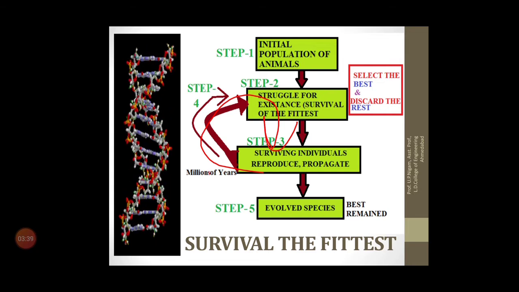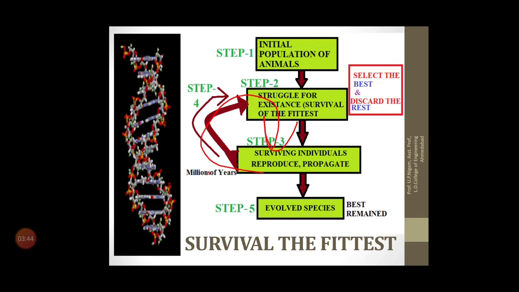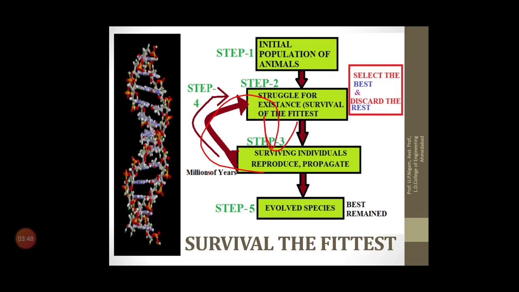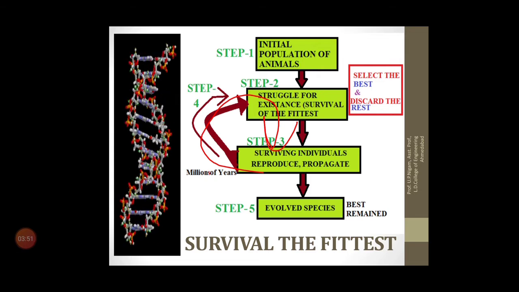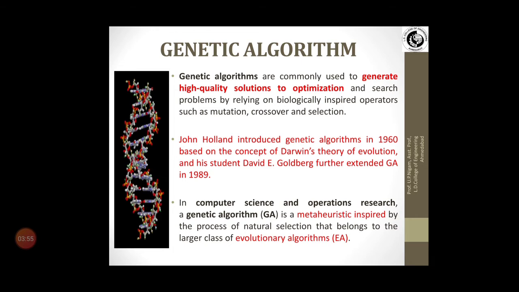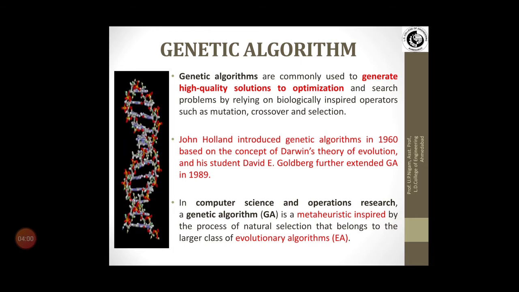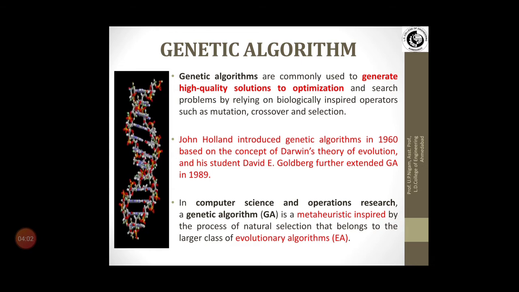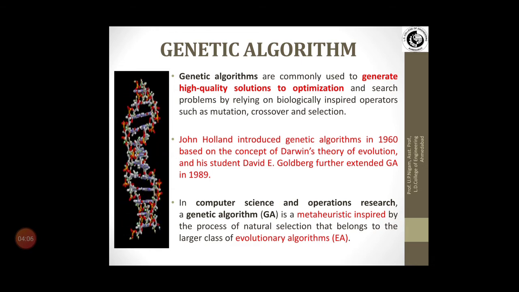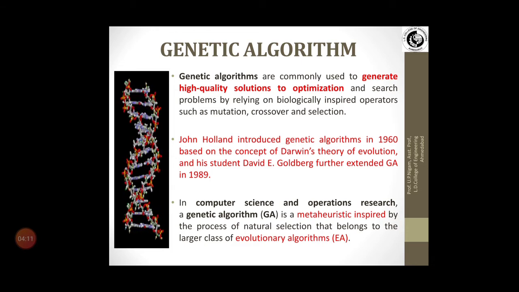So survival of the fittest, the theory of Charles Darwin, is the basic principle of this genetic algorithm, which means you have to select the best and discard the rest. Genetic algorithms are commonly used to generate high quality solutions to optimization and search problems by relying on biologically inspired operations such as mutation, crossover and selection. We will discuss each genetic operator in detail.